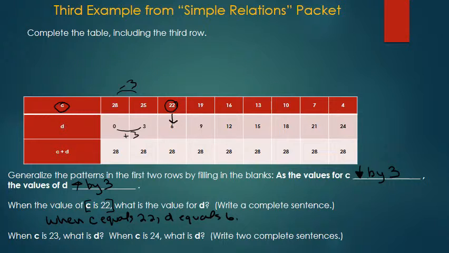We have 28, 25, 22. So what I'm going to do is expand that so that we have values for everything. If I start at 28, we need to figure out 23. We also need to figure out what D equals when C is 24. So let's figure out those values.